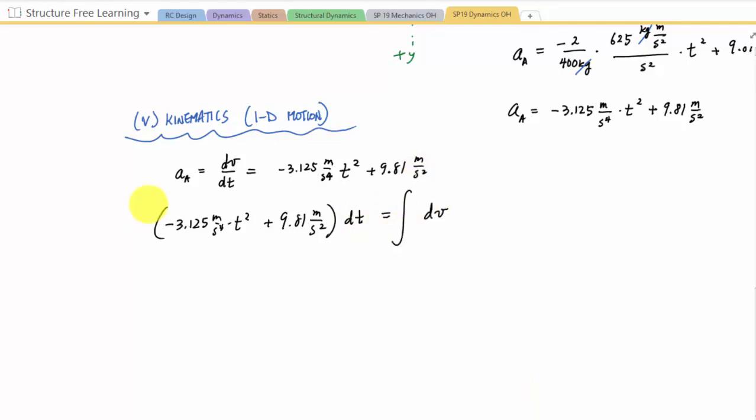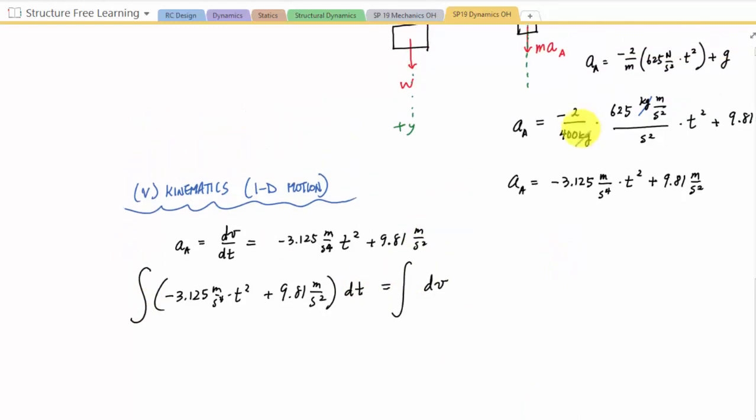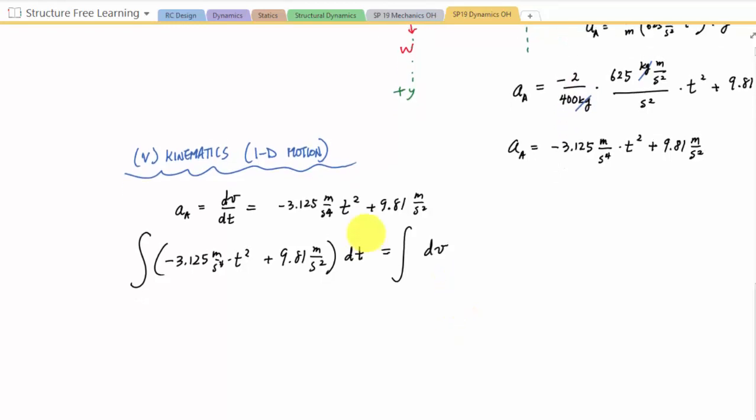Wait, where did you get this number? Which one? The 3.125? That negative 3.125, I multiplied 2 times 625 divided by 400. Oh, wait. Yeah, I wrote 3.5 by mistake. Oh, okay, no problem.